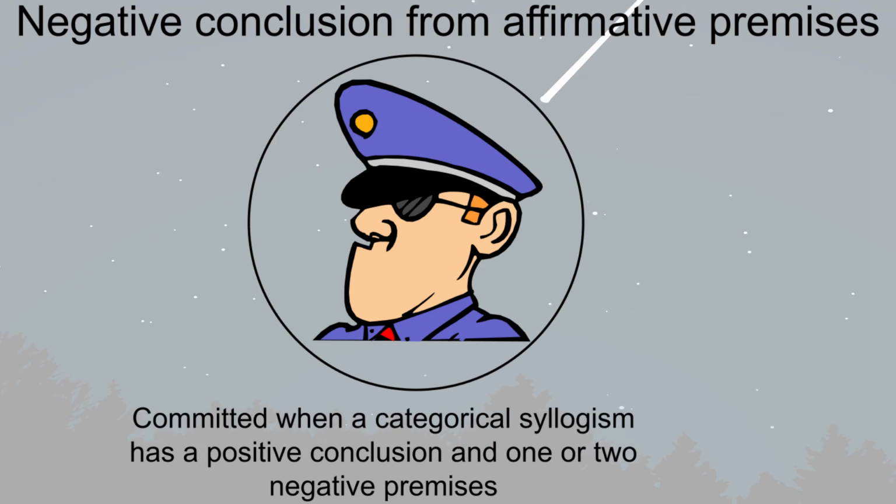Negative conclusion from affirmative premises is committed when a categorical syllogism has a positive conclusion and one or two negative premises. Example, all surgeons are medics. All dentists are doctors, therefore no surgeon is a doctor.